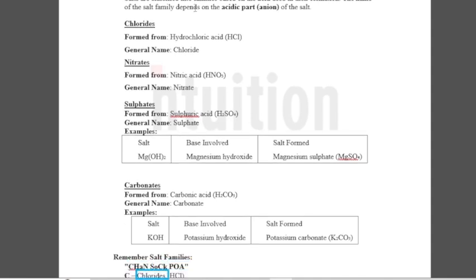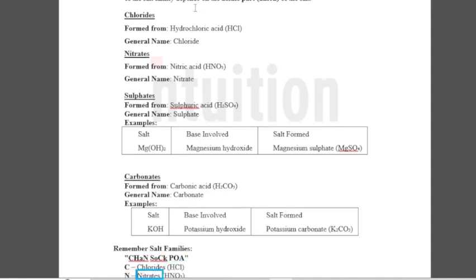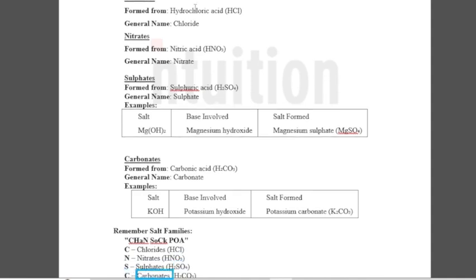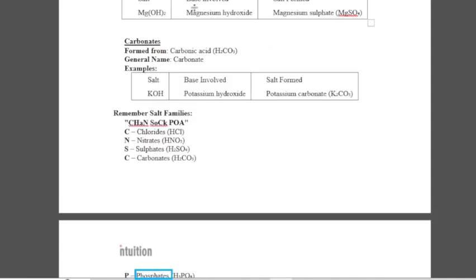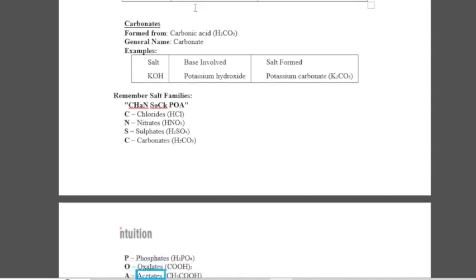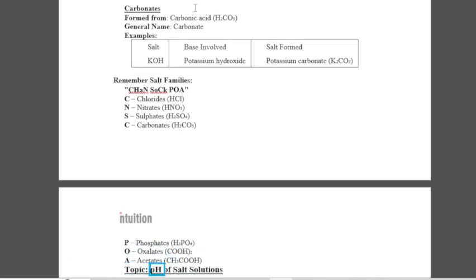Remember the salt families: C chlorides, HCl; N nitrates, HNO3; S sulfates, H2SO4; C carbonates, H2CO3; P phosphates, H3PO4; O oxalates; A acetates. Topic: pH of salt solutions.